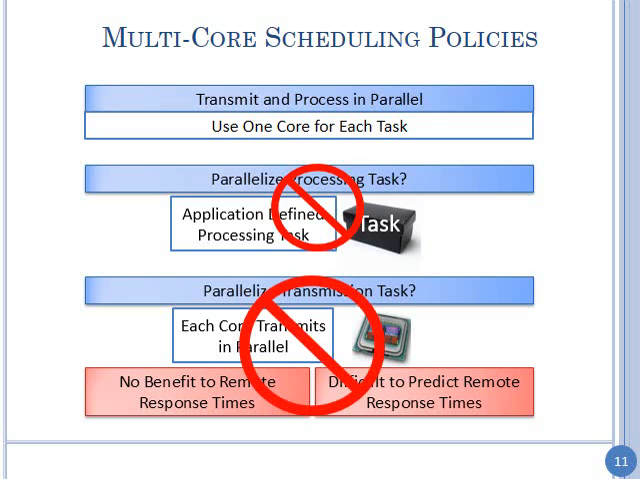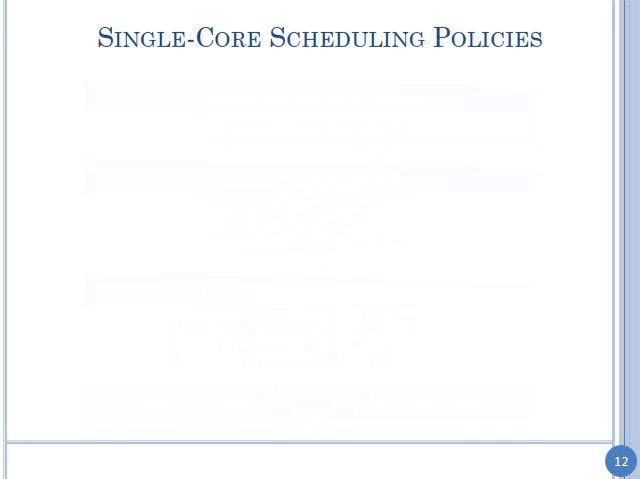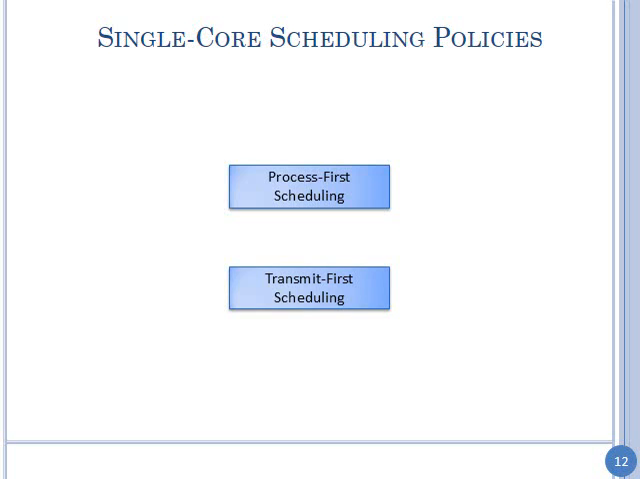Well, what about scheduling these on single core machines? We have two tasks, processing and transmission. We could process first, transmit second. Or we could transmit first, process second. Or we could schedule them concurrently. So we have options here, and if one of these policies dominates all of the others, then we don't really have options. We use the one that dominates. So let's see whether one does dominate any of these other ones.